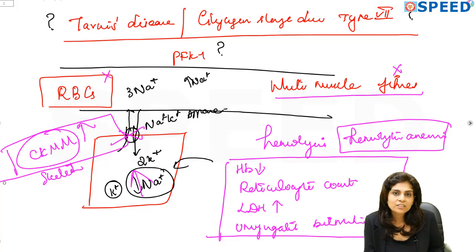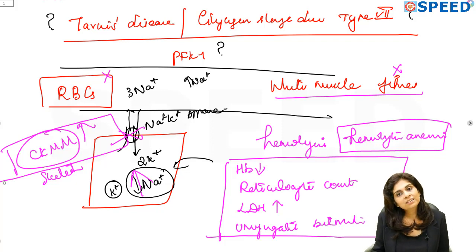So what are the manifestations of any glycolytic enzyme defect? It can be phosphofructokinase 1 defect, which is Tarui's disease, or it can be a pyruvate kinase defect, that's immaterial. All these glycolytic enzyme defects would present as hemolytic anemia, characterized by reduced hemoglobin concentration, increased reticulocyte count, increase in LDH level, increase in unconjugated bile pigment concentration. And along with that, because white muscle fibers also get affected, CK-MM level will be elevated.